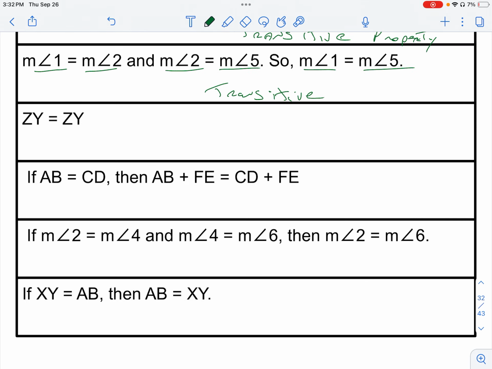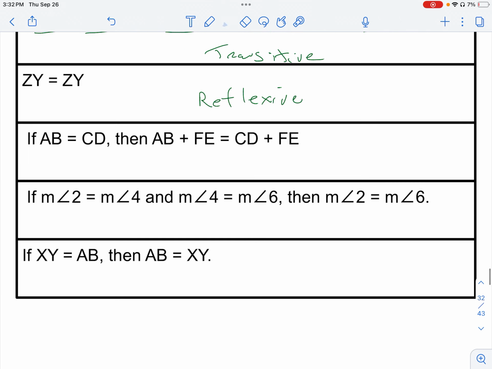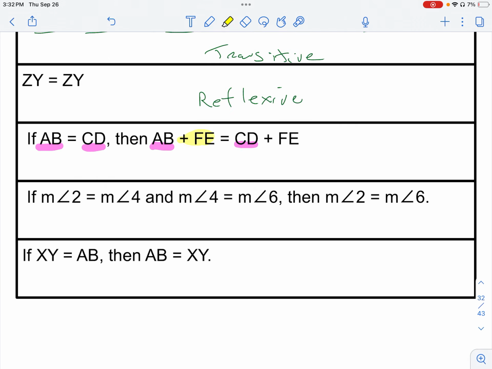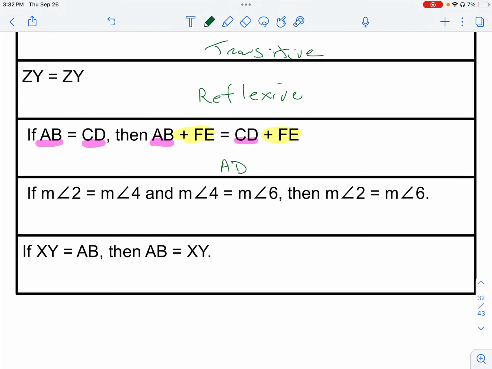ZY equals ZY. It's like it's looking in a mirror at its reflection. So that's the reflexive property. So here we got AB and CD, AB and CD. We're adding FE to both sides. So this is the addition property.